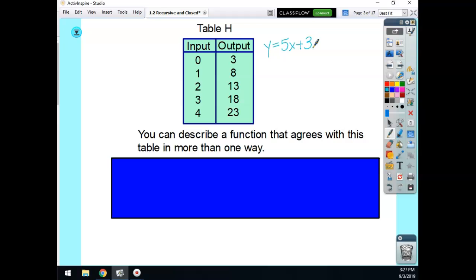The other way of thinking about it is to look at just the outputs and see what happens to the output. So really what we're saying is, sorry, I'm not going to say first output, I'm going to say the output at 0 is equal to 3. And then you just add 5 every time. Okay? So our first output, the output when x is equal to 0, is 3. And then for every other output, you just have to add 5, because 3 plus 5 is 8, 8 plus 5 is 13, 13 plus 5 is 18, 18 plus 5 is 23.